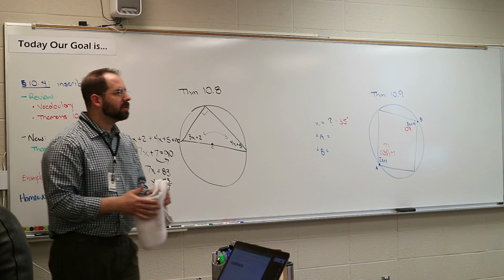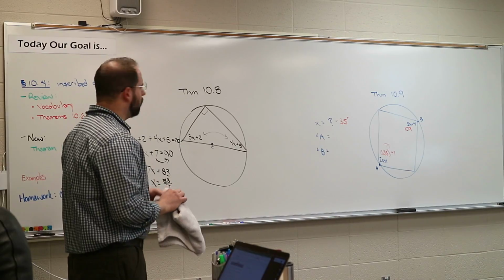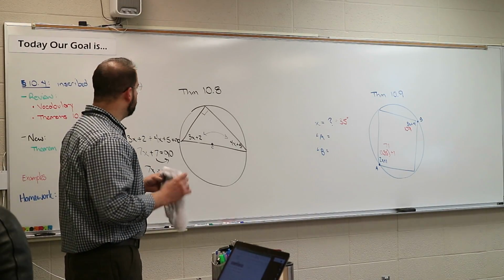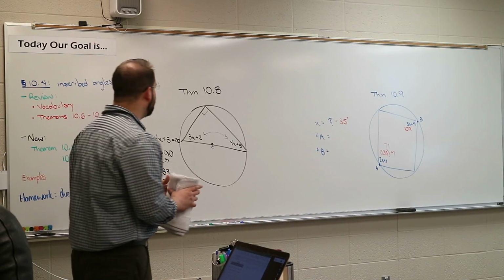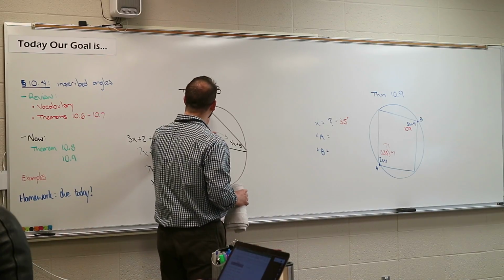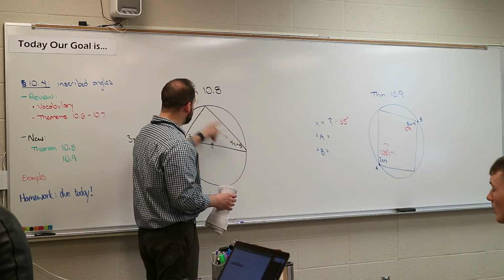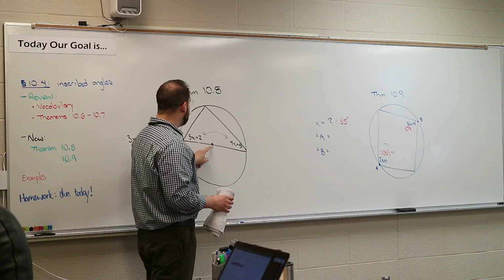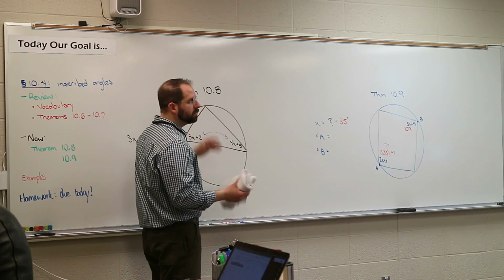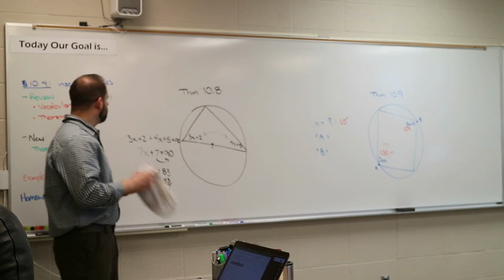Okay, questions, comments about what you have to do on that type of problem? They don't give you a lot, like they didn't give you the 90, you just had to know that it was 90 because of this theorem 10-8. The only way you could draw a triangle that goes through the diameter, through the center, is if it was a right triangle. Okay, we're good though?